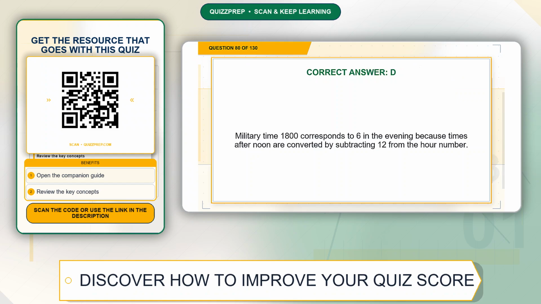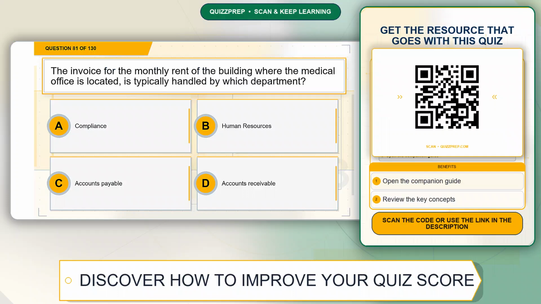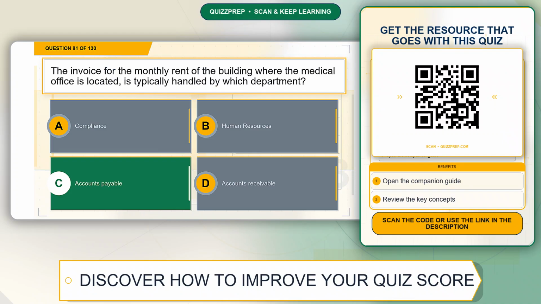Explanation. Military time 1800 corresponds to 6 in the evening because times after noon are converted by subtracting 12 from the hour number. Question 81. The invoice for the monthly rent of the building where the medical office is located is typically handled by which department? Option A, compliance. Option B, human resources. Option C, accounts payable. Option D, accounts receivable. The correct answer is option C, accounts payable.